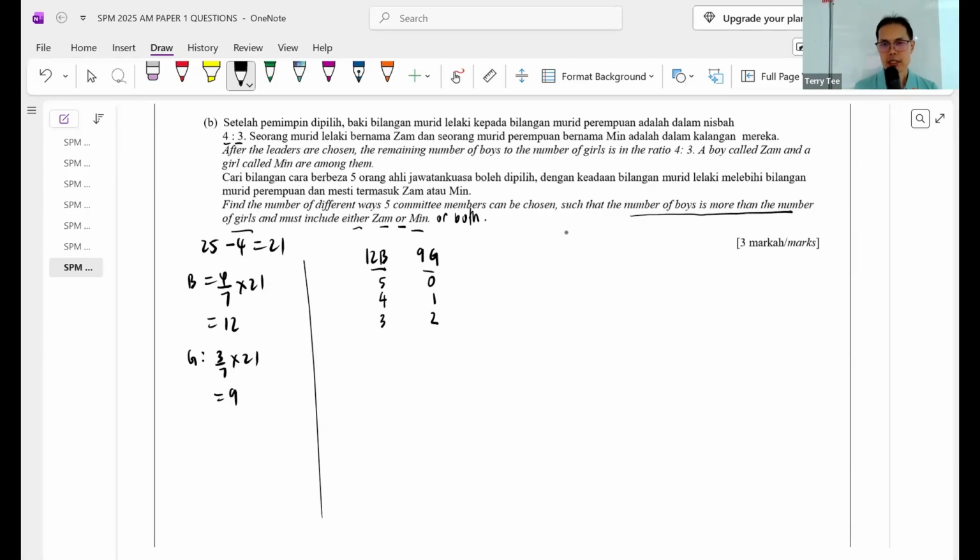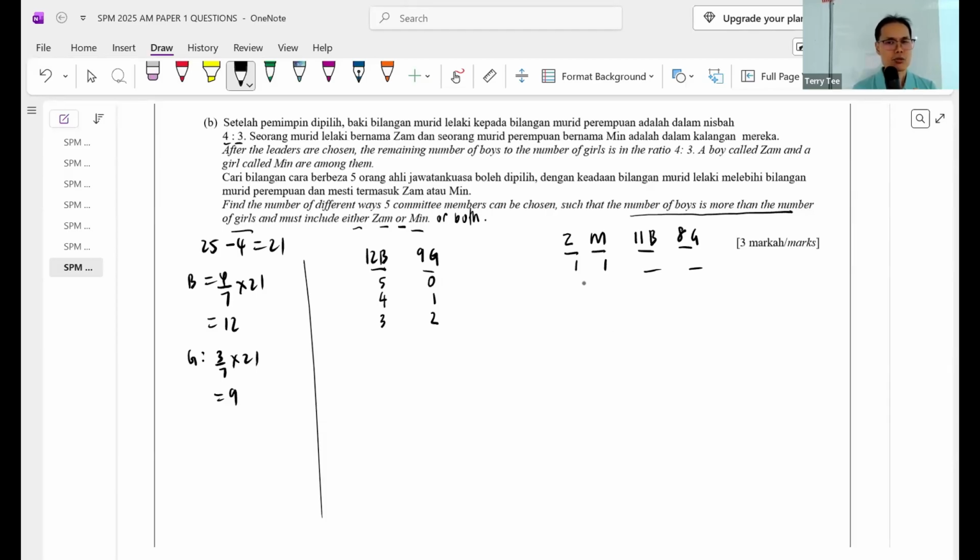If I consider Zam and Min, then how many boys left? 11 boys. How many girls left? 8 girls. You see, I can choose Zam or Min or both of them. So what you can do is this: choose both of them. Then how many boys left? Let's say the first case. More cases, right? Well, basically I cannot list this.